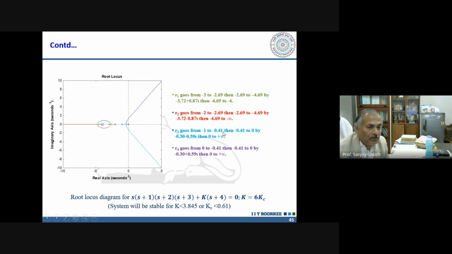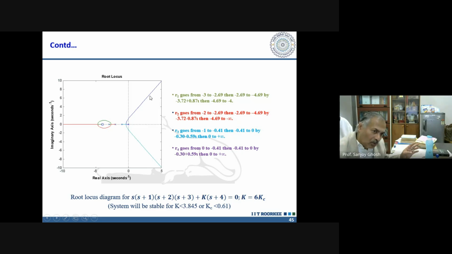R3 goes from -1 to -1. Here it is stable. But then from 0 to infinity, from here it becomes unstable. So look at this, this is the value. It is going here. This goes to the right hand side. This is the locus. This is called the locus, the root locus theory.